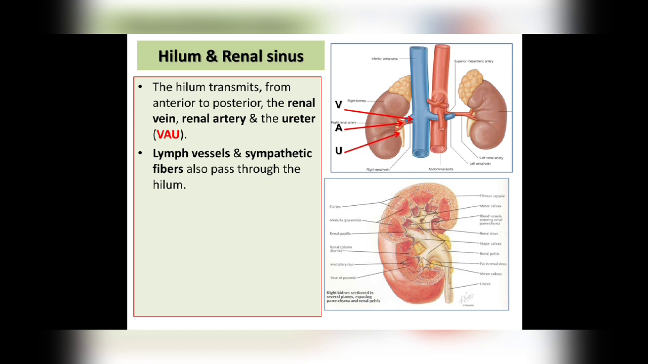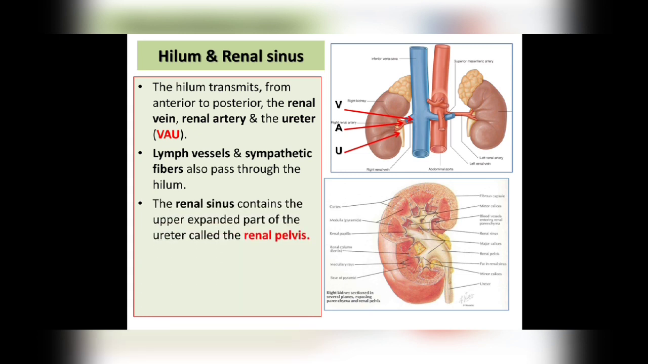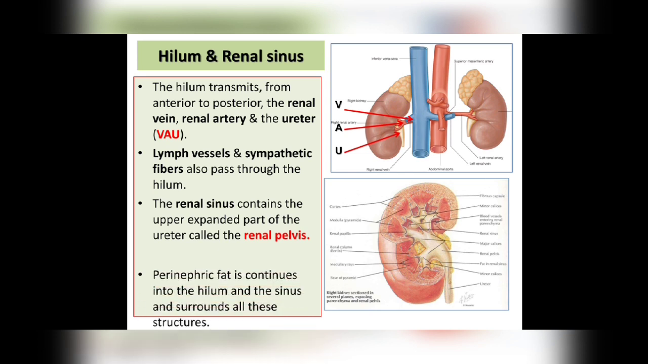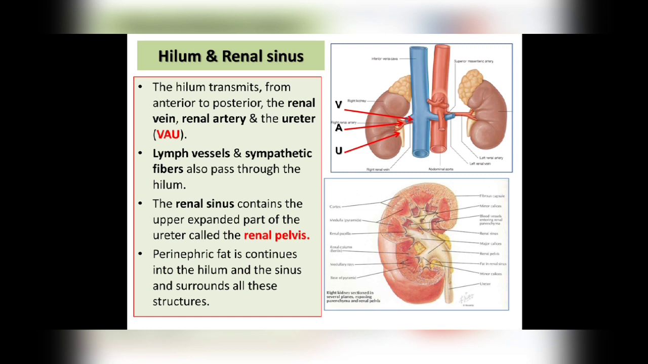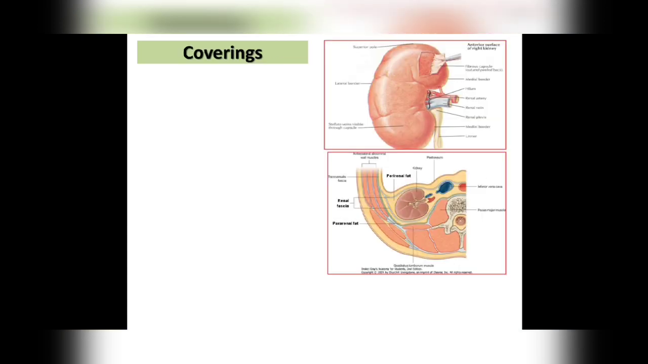Lymph vessels and sympathetic fibers also pass through the hilum. The renal sinus contains the upper expanded part of the ureter called the renal pelvis. Perinephric fat is continuous into the hilum and the sinus and surrounds all these structures.